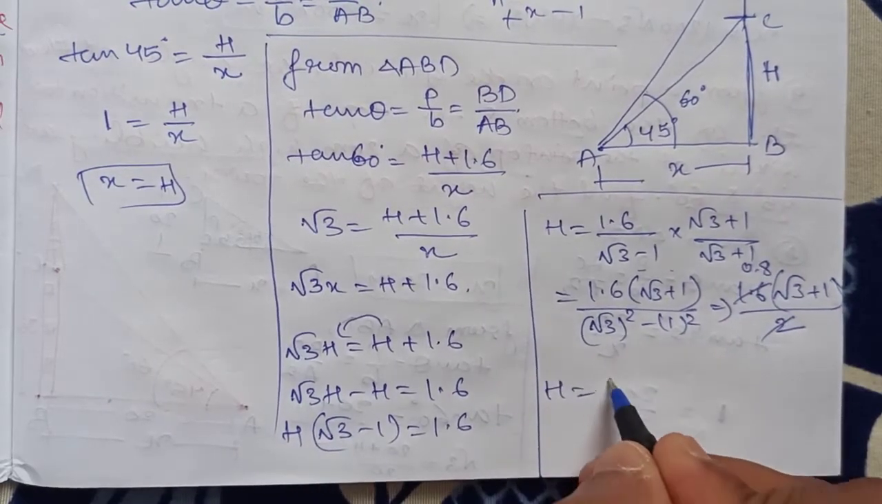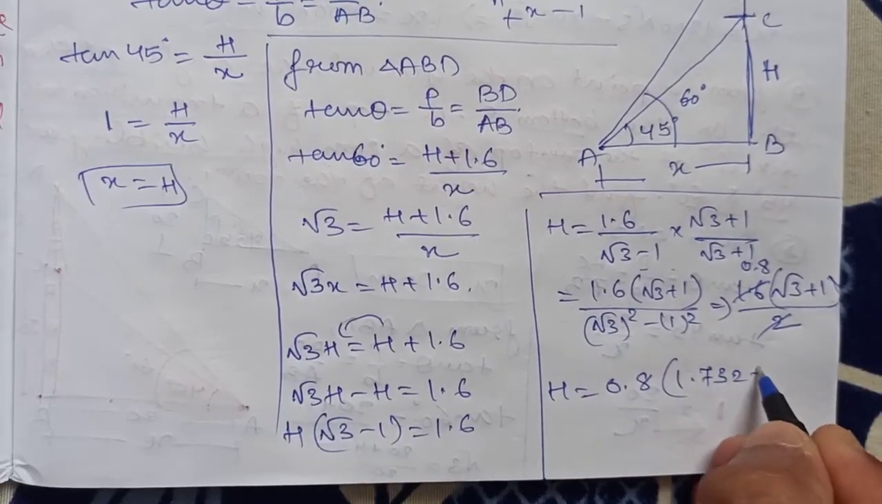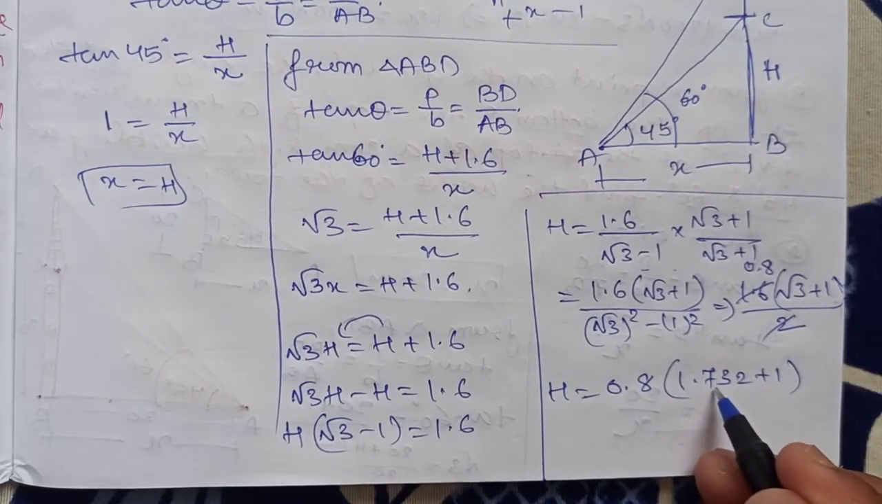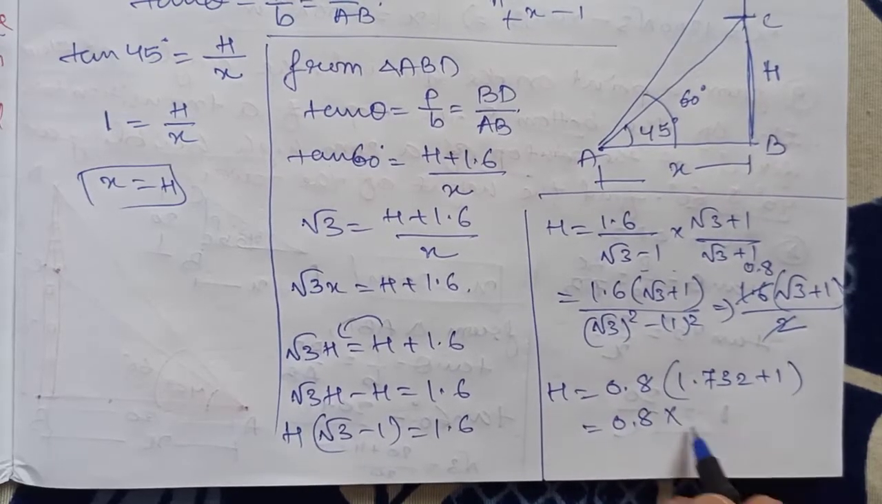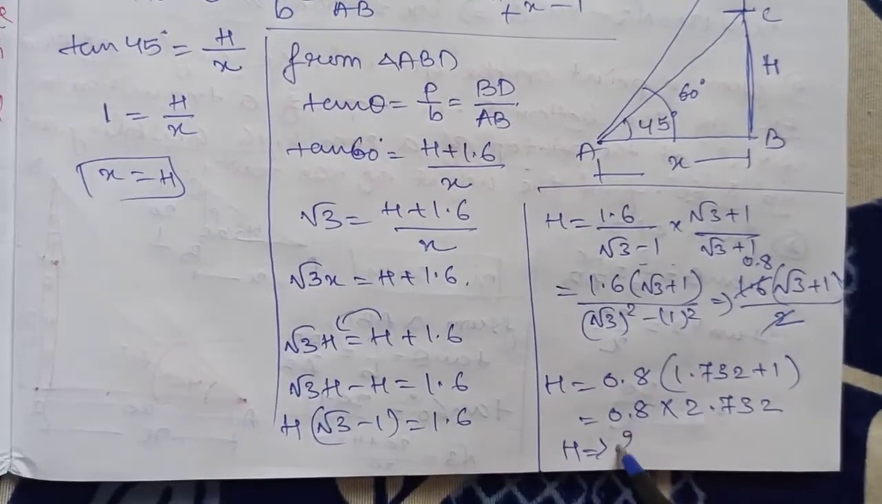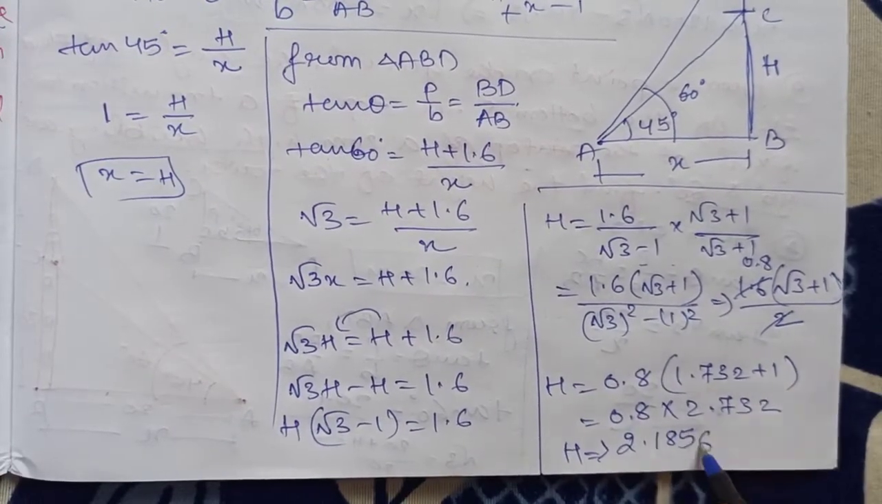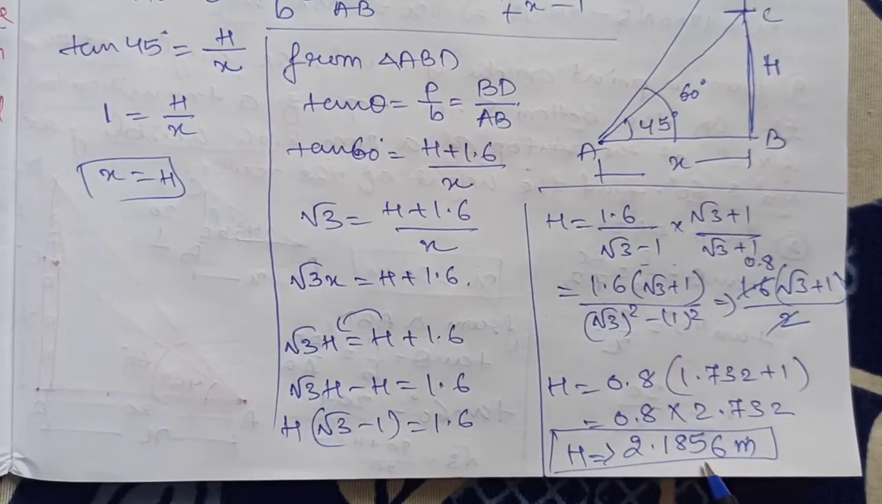So h equals 0.8 into root 3 plus 1. Value of root 3 I am substituting 1.732 plus 1. So 0.8 into 2.732. By multiplying we will have 2.1856 meter. So the height of the pedestal is 2.1856 meter.